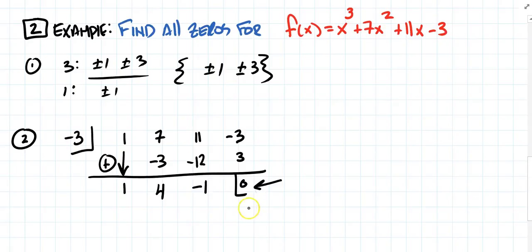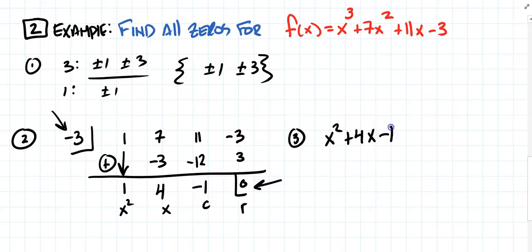Because my remainder is worth 0, that guarantees that -3 is a 0 of the function, which means that x plus 3 is a factor of the function. So here's my remainder, my constant, my x, and my x squared term. So therefore, step number 3, I'm looking at x squared plus 4x minus 1 is equal to 0.